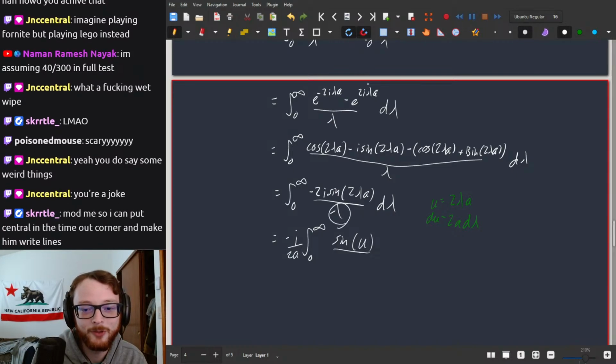Wait, so this lambda becomes a u over 2a. And that's a good thing. It's a good thing.